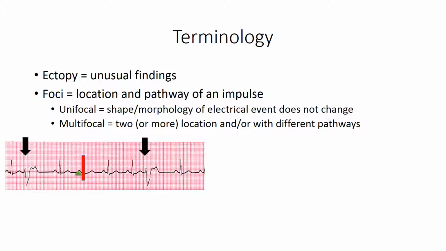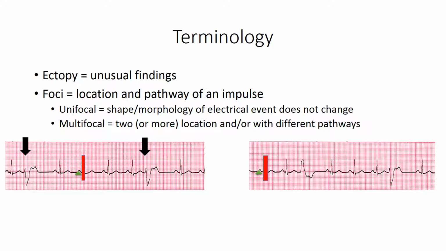I have a normal sinus rhythm as my underlying rhythm. However, the arrows are pointing at the PVCs. They share the same shape or morphology. That means that the electrical impulse is starting in the same place and traveling in the same direction. It is a unifocal PVC.